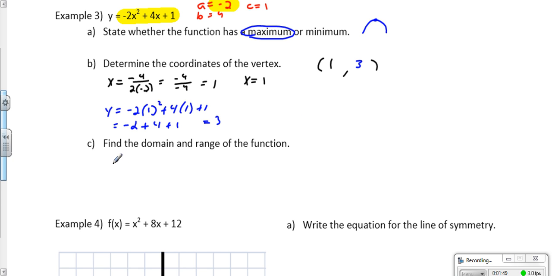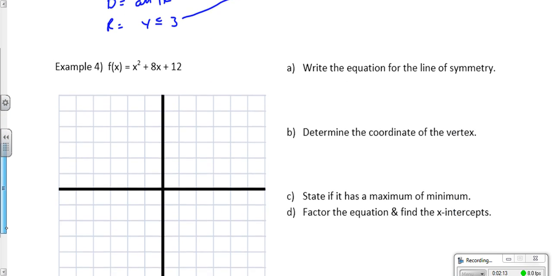The domain and range, we said domain is all reals. The range was the equation y, and we just said if a is less than 0, it's going to be less than or equal to the y value of the vertex, in which case is 3. Okay, so let's take that idea and try and graph it.